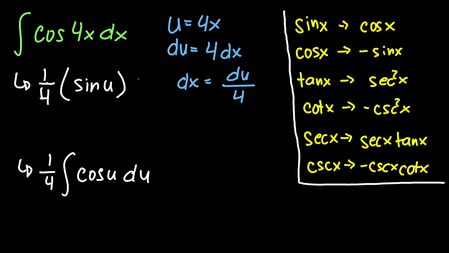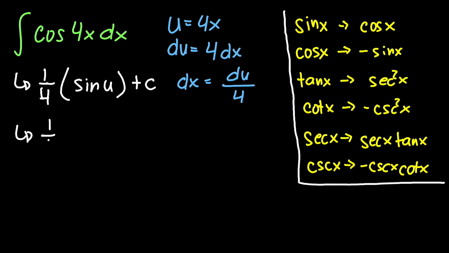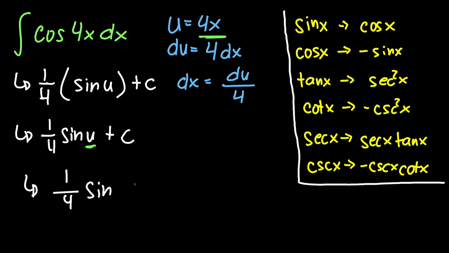U plus c. And so simplify this, this would be 1/4 sine of u plus c. And the last step would be to revert u back into its original form, which is equal to 4x. So the final answer would be equal to 1/4 sine of 4x plus c.